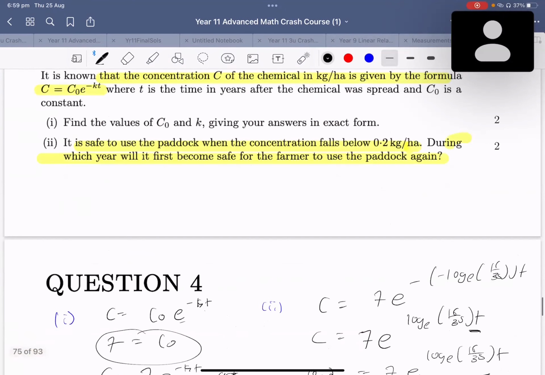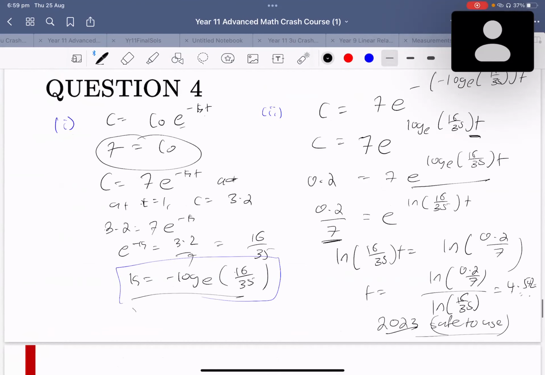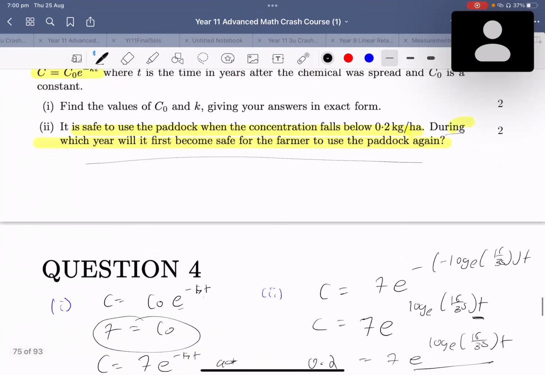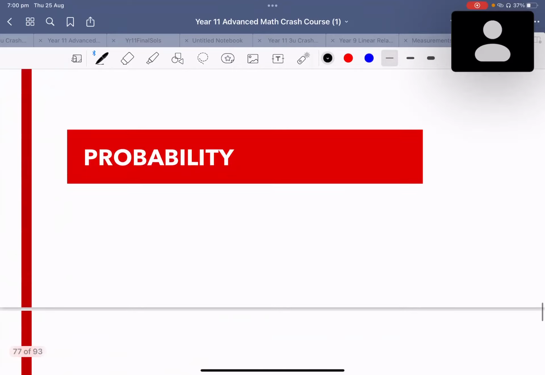Yeah. And that's it. It says because it asked during which year, we have our answer as 4.4542, but because it has to fall below 0.2, we can't say it's after 4 years because after 4 years it's still above 0.2. So 4.5, let's round that up to 5 because we know that it's decreasing as the years increase. So that's going to be approximately 5 years later. 5 years later, it's going to be 2023 from 2018.